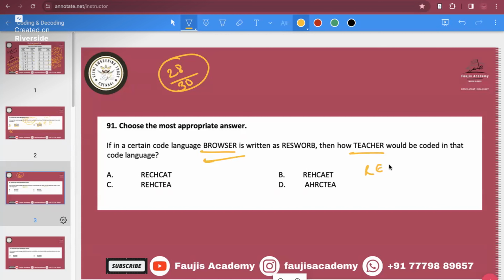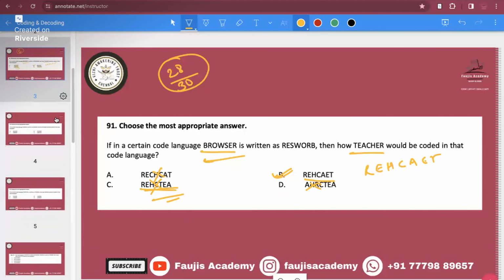So REHCAET. REHC. Where is REHC? REHCAET. REHCTEA. This is not your answer. Obviously, this is your answer. You don't have to tell you that element this and that. You have the clear-cut answer right over here. Right. Shall we move in that case?